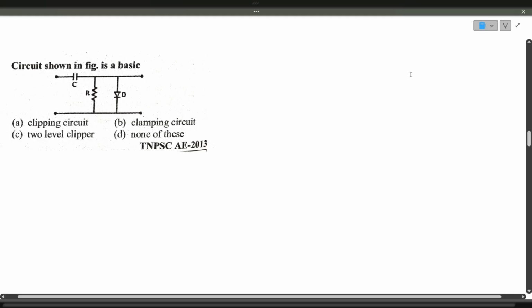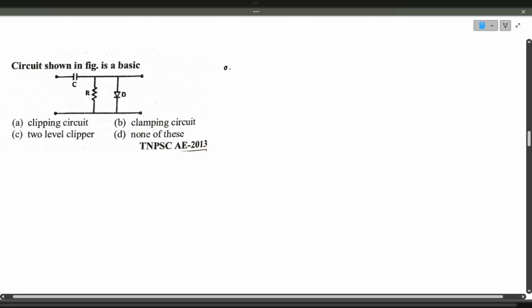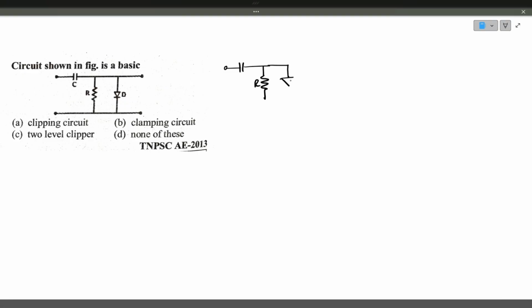The circuit shown in the figure is basic. So if you see the circuit, this is a clamper circuit. We'll see the operation of this clamper circuit. We have two types of clampers, a positive clamper and a negative clamper. Now we'll see the operation of this clamper given in the circuit. This is the resistor R and this is the diode D. And this diode contains a forward resistance RF. Here it is not given, but you remember the diode contains a forward resistance RF.